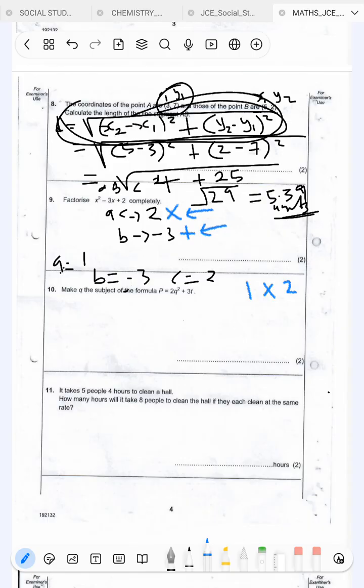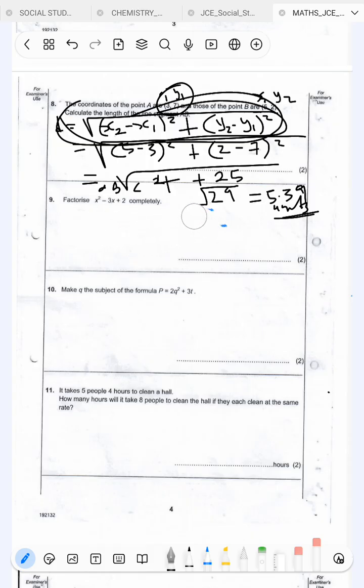Now we just need to alternate the negatives in such a way that when you add these two numbers, we get -3. If they are both negatives, they will give you a +2 when you multiply them. What about when you add them? It's -1 plus -2. What do we get? We get -3, because -1 plus a minus becomes a negative. It's the same as -1 minus 2, which gives us -3. So the two numbers are -1 and -2.